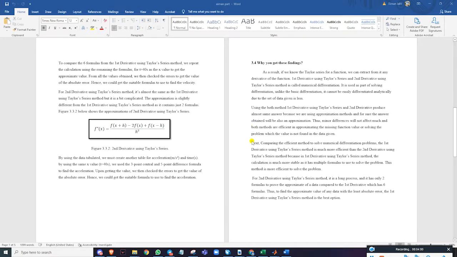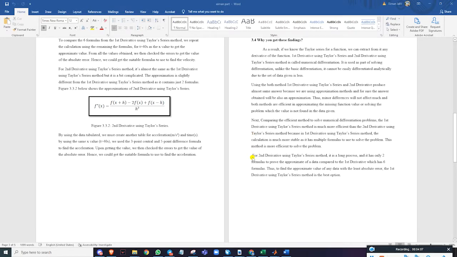So next is comparing the efficient method to solve the numerical differentiation problem. The first derivative using the Taylor series method is much more efficient than the second derivative using the Taylor series method, because in the first derivative, the calculation is more stable as it has multiple formulas to use to solve the problem. This method is more efficient to solve the problem.